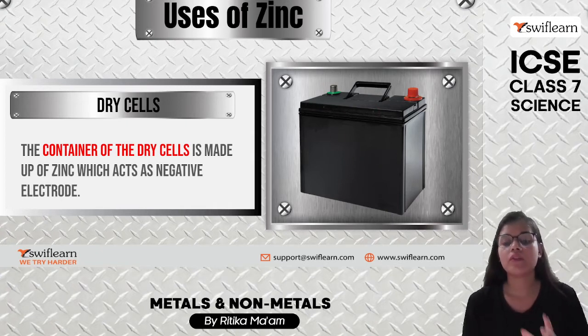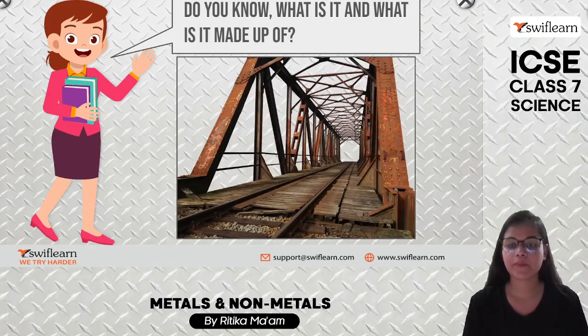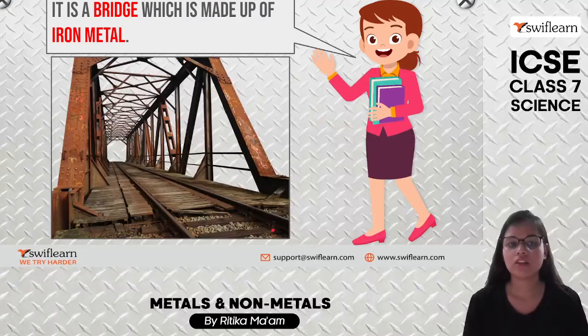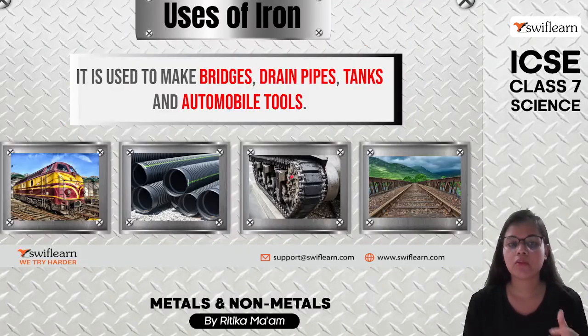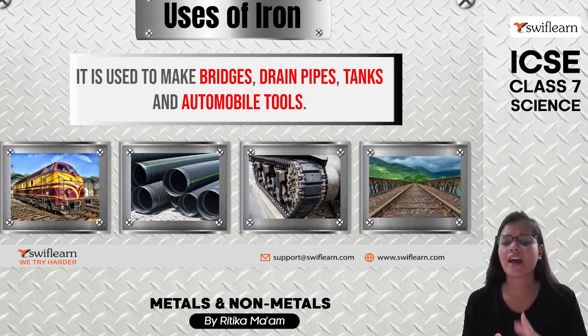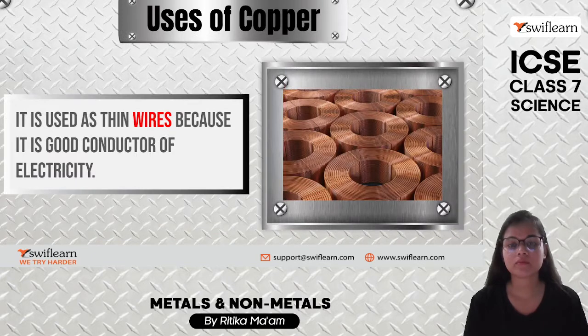Okay, so it is acting as negative electrode. So it is used in galvanization plus in dry cells. Now talking about the bridges, what are these bridges made up of? Iron. Okay, so bridge, it is made up of iron metals. So iron metals are used in various things such as tanks, drain pipes, bridges and automobile tools. So iron, it is very abundantly available and we are using iron for many purposes.